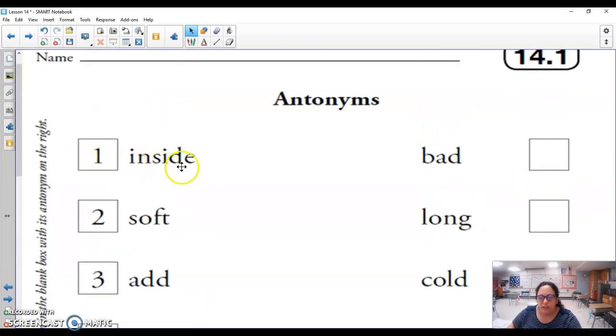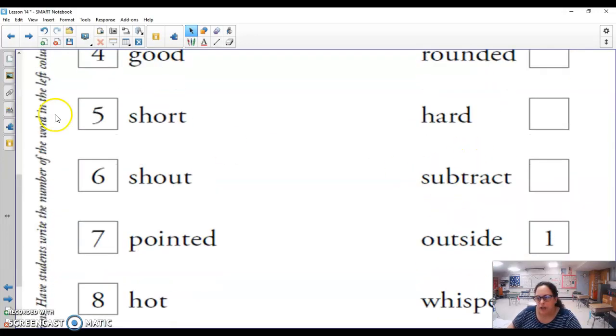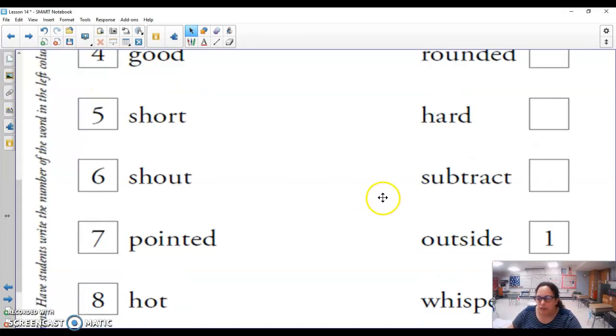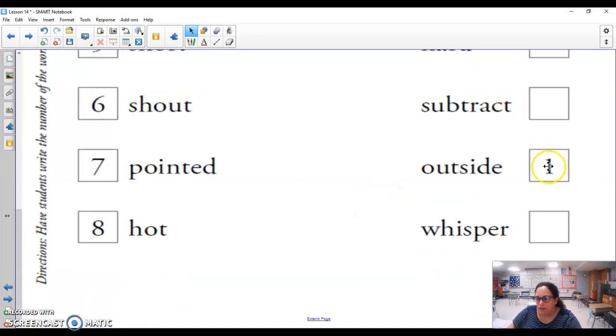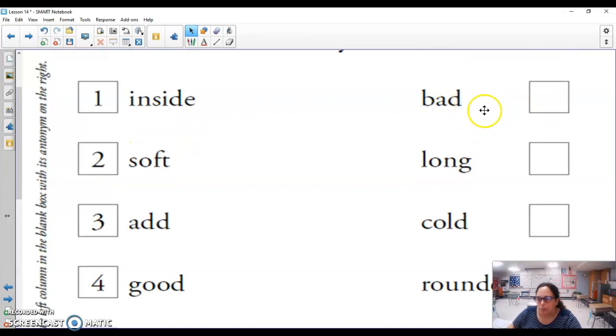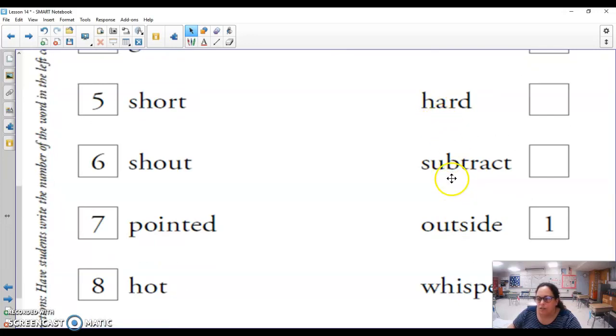The first word is inside. So the antonym for inside is outside. And since inside had the number 1 next to it, that's what you're going to do is put a number 1 next to it. So then you go to number 2, soft. What is the opposite of soft? Bad, long, cold, rounded, hard, subtract, or whisper. Whatever one it is, you put a number 2 in the box.